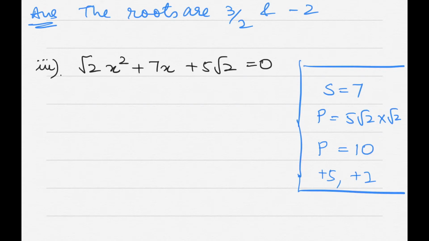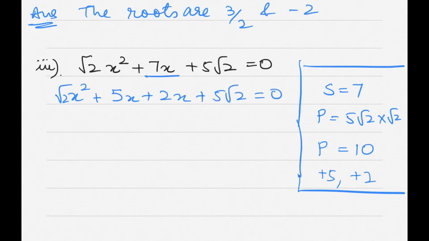So I can just substitute now. So root 2 x square, splitting the middle term, root 2 x square plus 5x plus 2x plus 5 root 2 is equal to 0. Now here I have only x common, root 2 x plus 5. Okay, now I have here, see here it is 2 and root 2, so root 2 is root 2 into root 2.